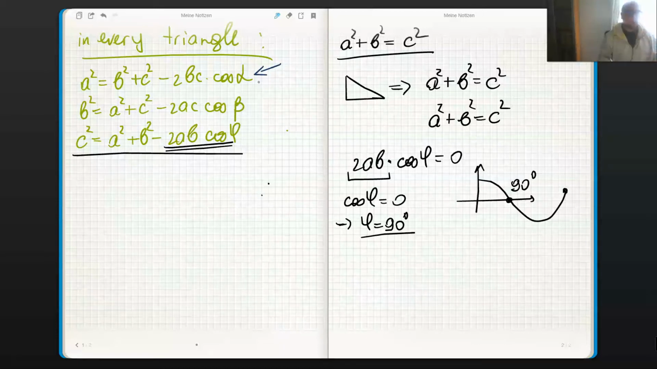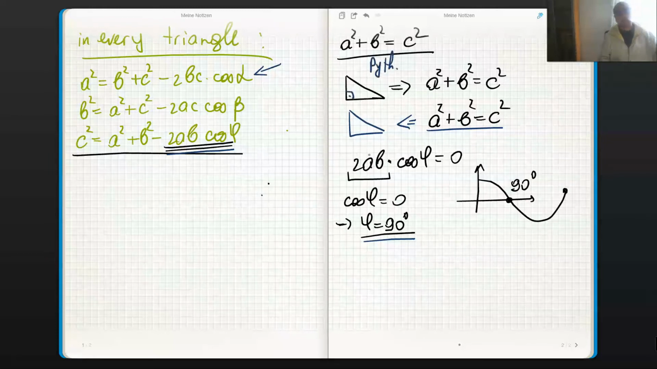But you see, if we know that a squared plus b squared is equal to c squared, then we also know that this disappears. But if that disappears, we know that the angle is 90 degrees, so that means it's a kind of reciprocal of the Pythagoras theorem. So once again, the Pythagoras theorem is telling us, is it right-angled? Then a squared plus b squared equals c squared. But now we know if a squared plus b squared equals c squared, then the triangle must be right-angled, right?